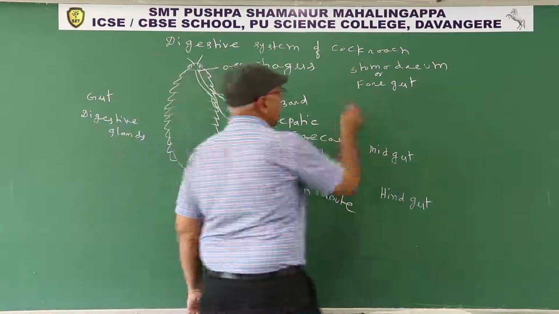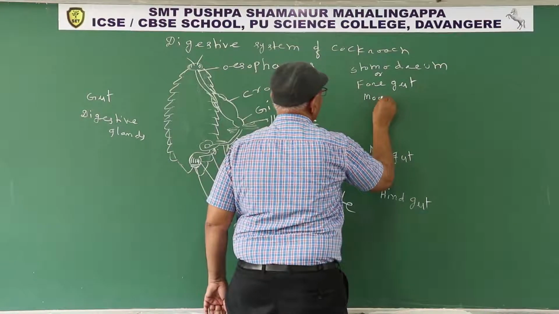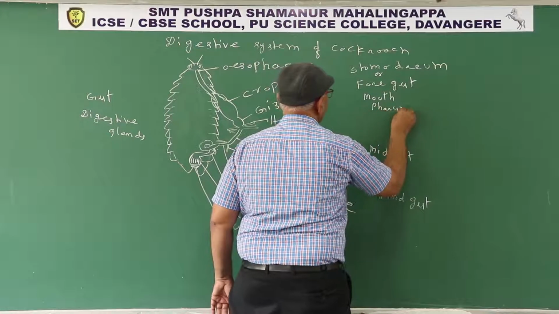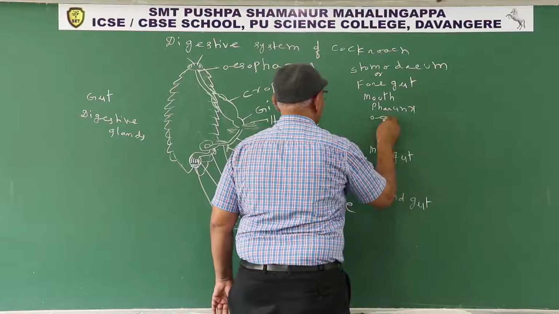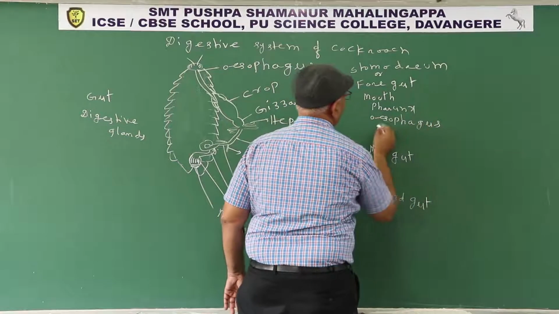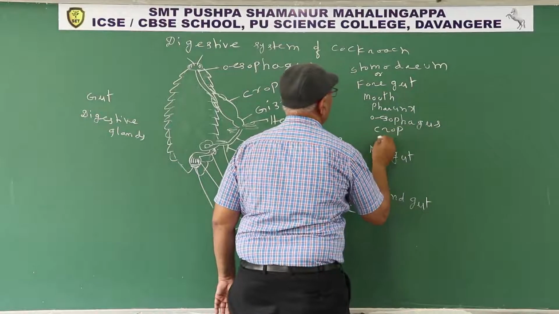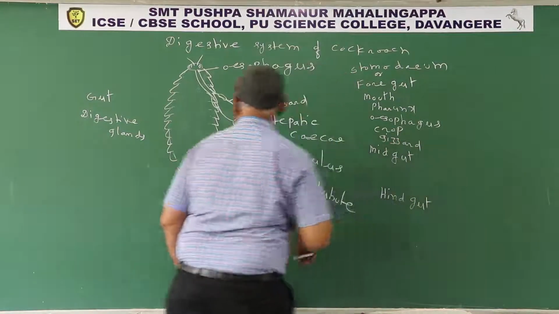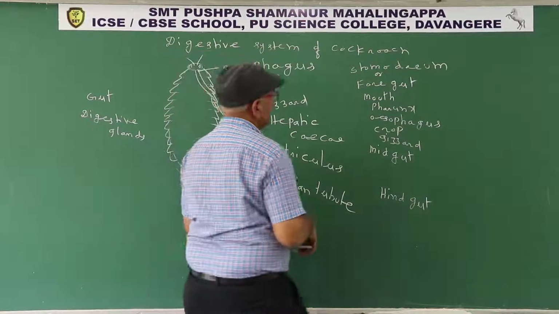Stomodium contains mouth, pharynx, esophagus, crop, gizzard.